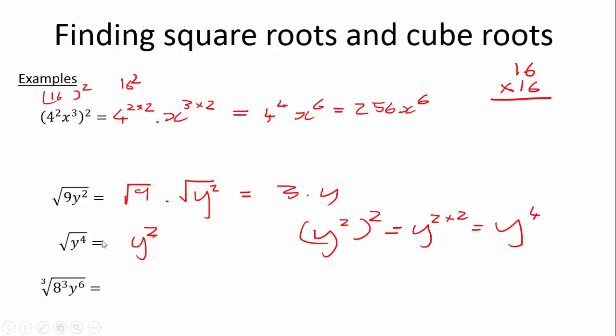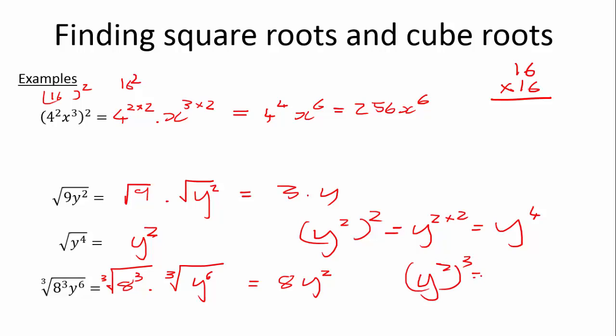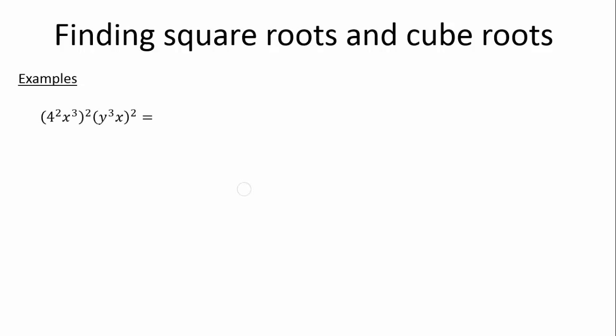Okay, and then the cube root of 8 cubed divided by y to the 6. The cube root of 8 cubed is simply going to be 8. We can write it like this if we want, times the cube root of y to the 6, and that is going to equal 8, and then this is going to equal y squared. Remember that y squared to the power of 3 is equal to y to the 2 times 3, which is equal to y to the 6, which is what we started with. Let's look at some more examples.